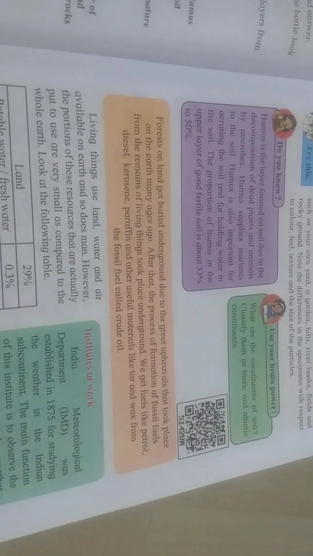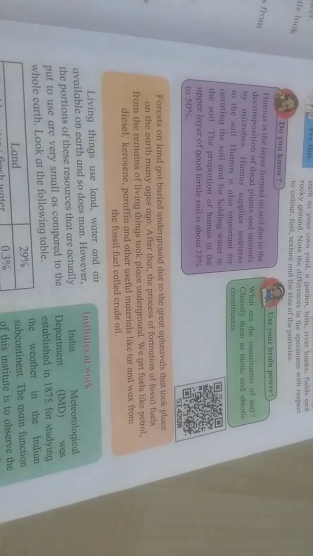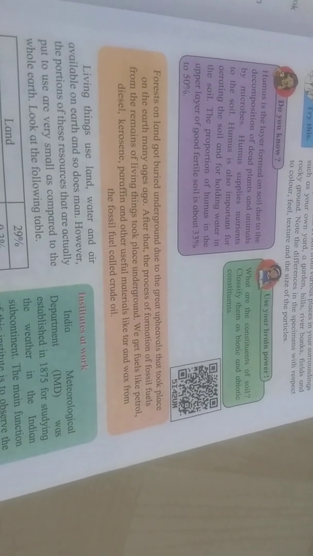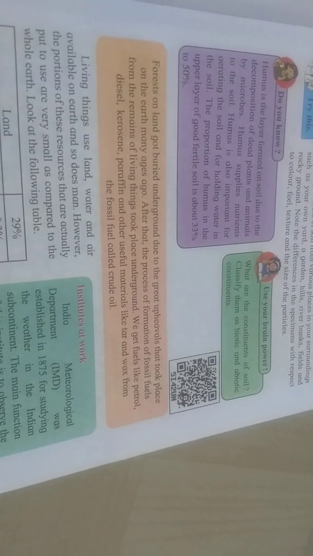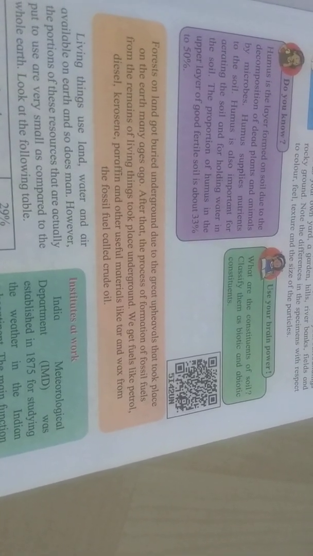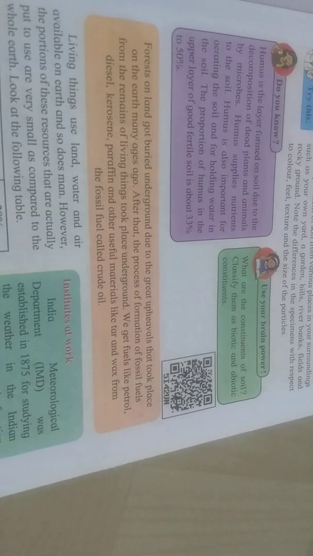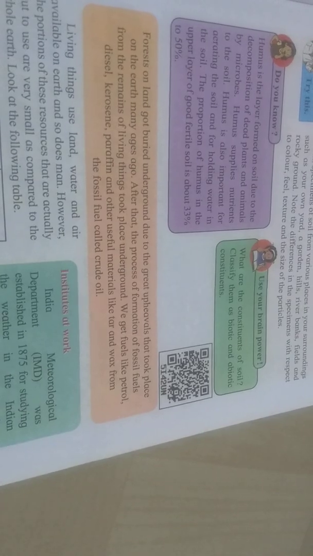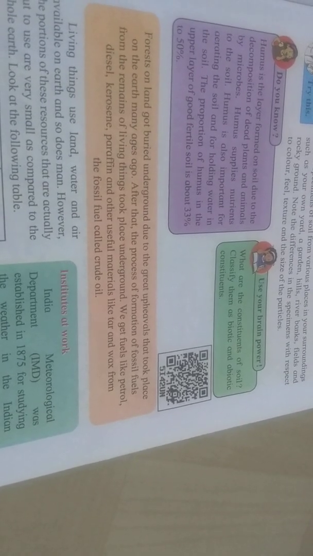Forest on land got buried underground due to the great upheavals that took place on the earth many years ago. After that, the process of formation of fossil fuels from the remains of living things took place underground. We get fuels like petrol, diesel, kerosene, paraffin, and other useful materials like tar and wax from the fossil fuel called crude oil.